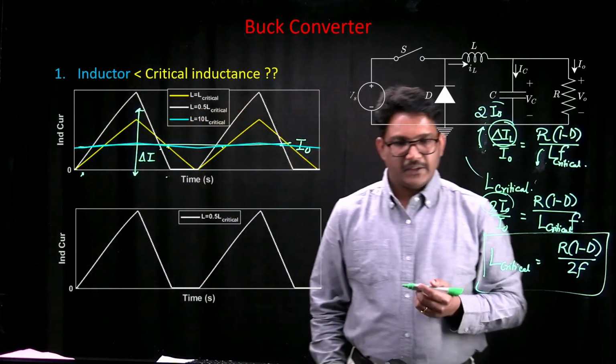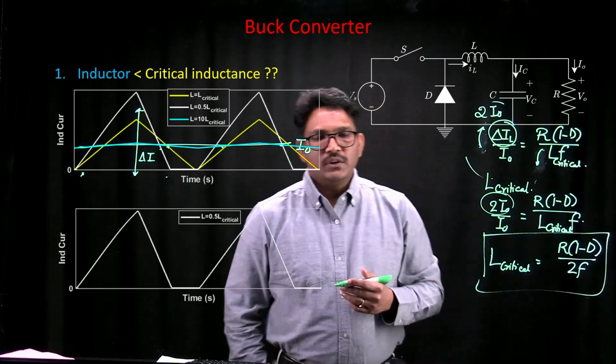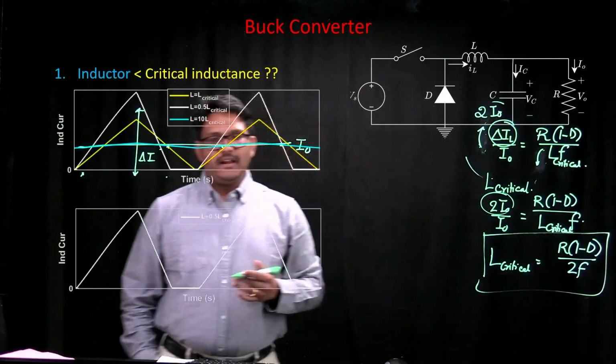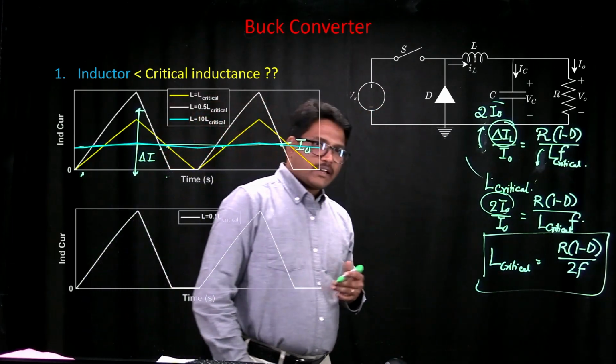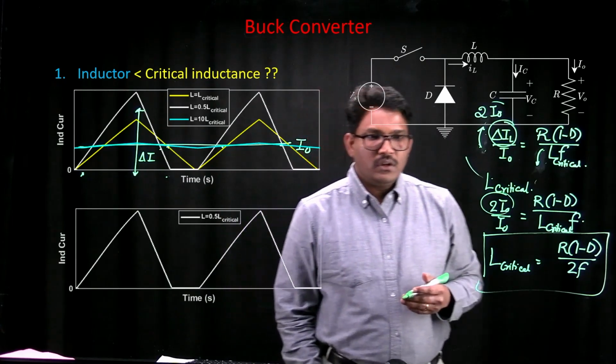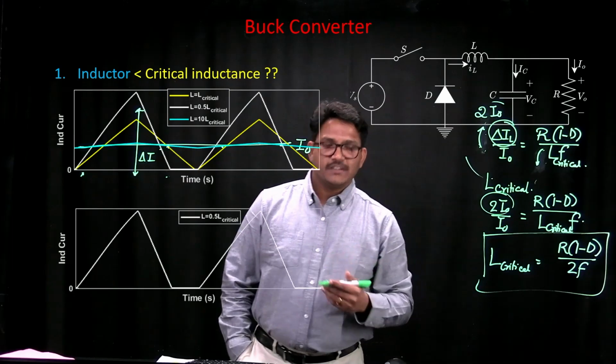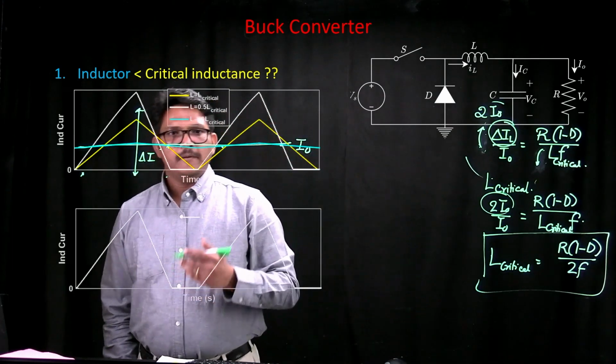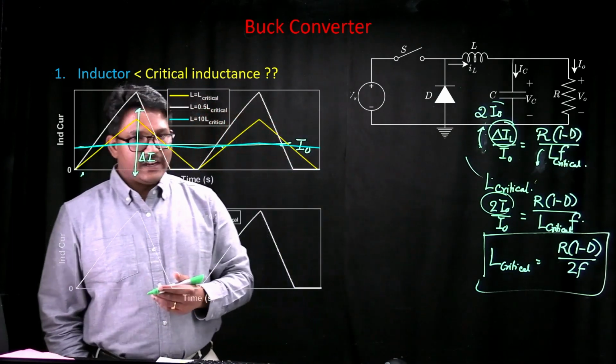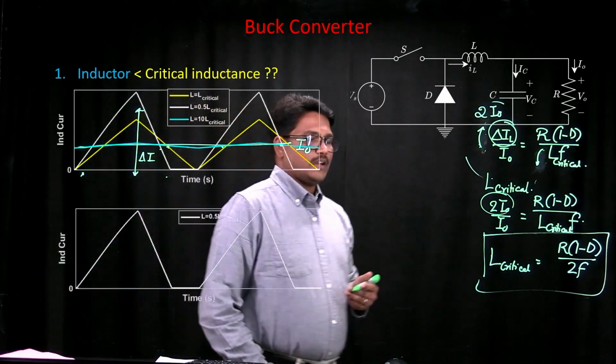Now, regarding how you get output voltages and output currents in the case of discontinuous conduction mode: the expressions we derived with the assumption that the conduction mode is continuous are no longer valid if your inductance values are much lower.